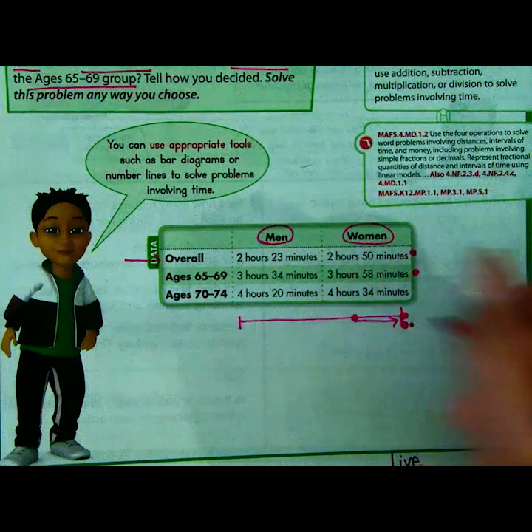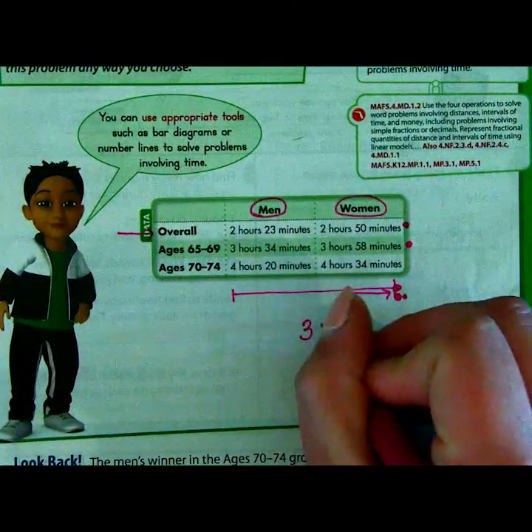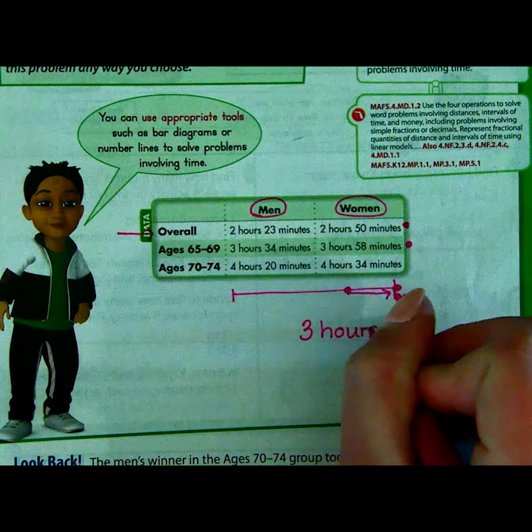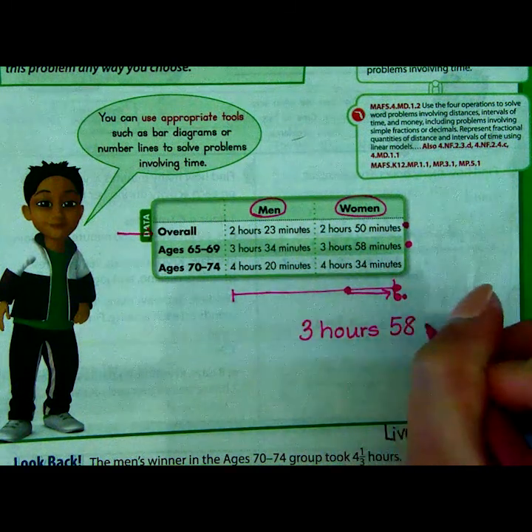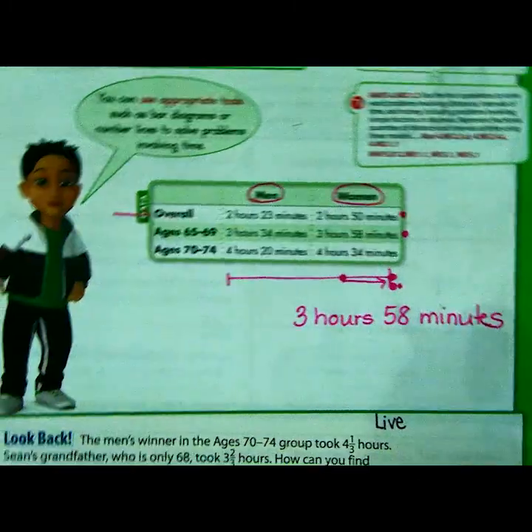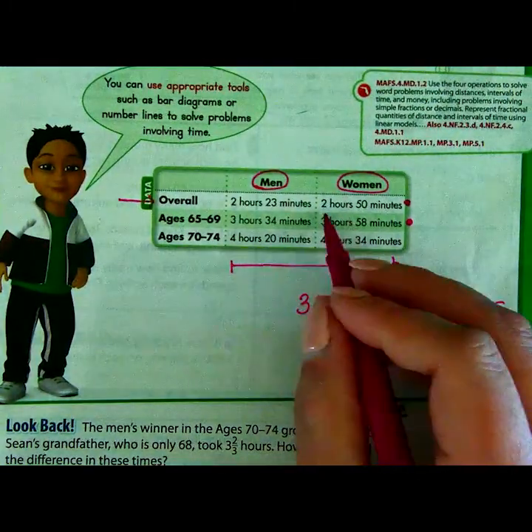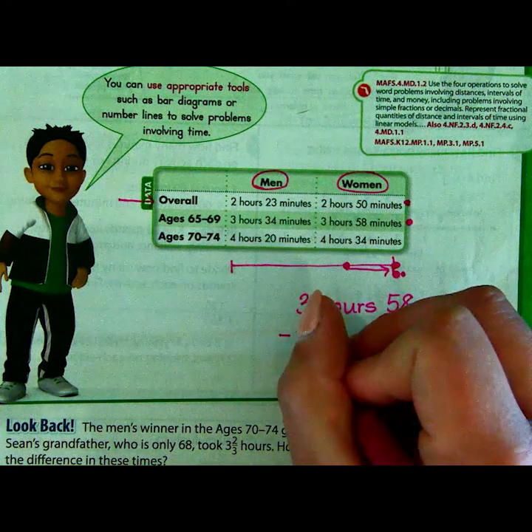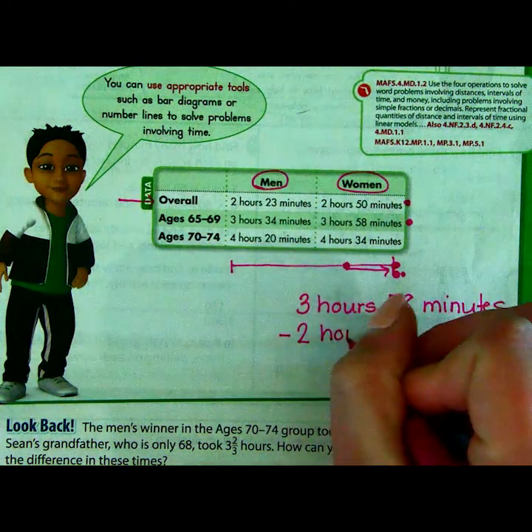So I'm going to put that up top. 3 hours, 58 minutes. That's our larger number. And then we're going to take away the time that Sean's mother ran. So 2 hours, 50 minutes.